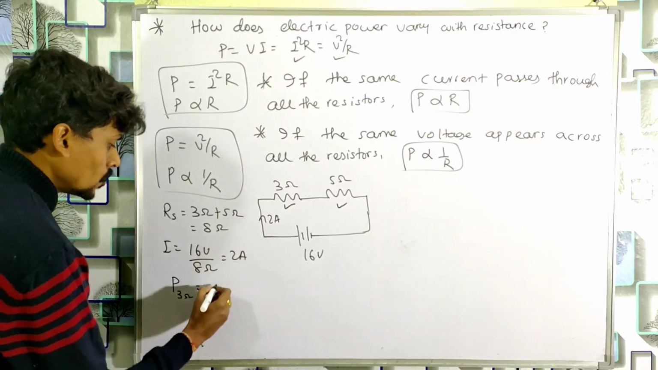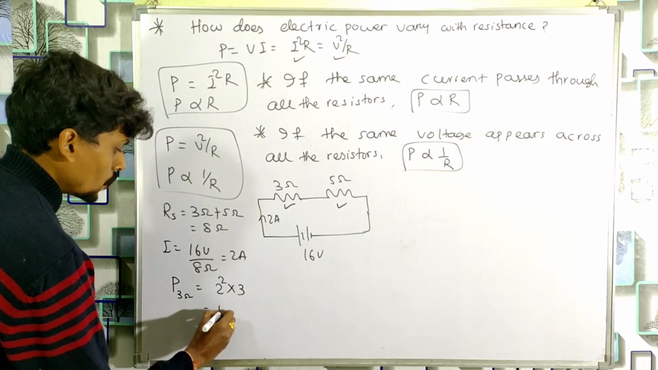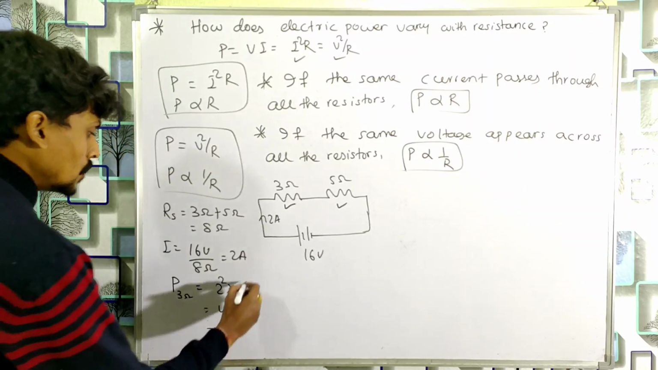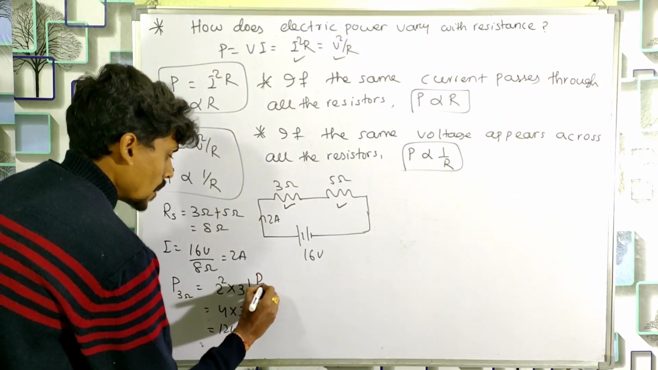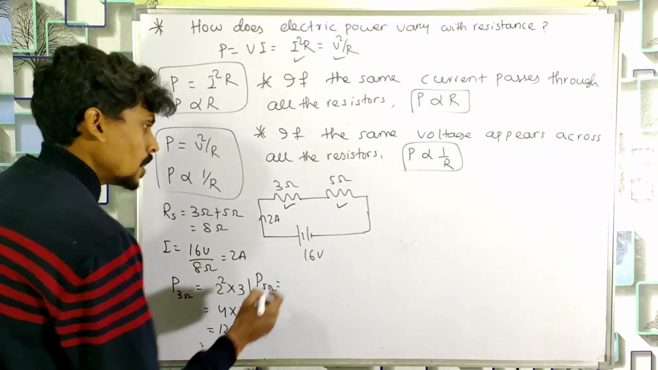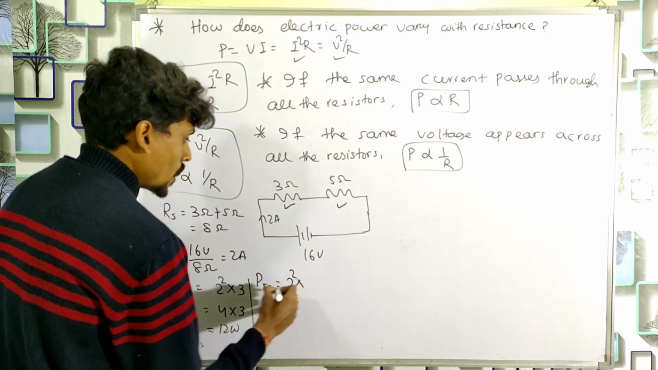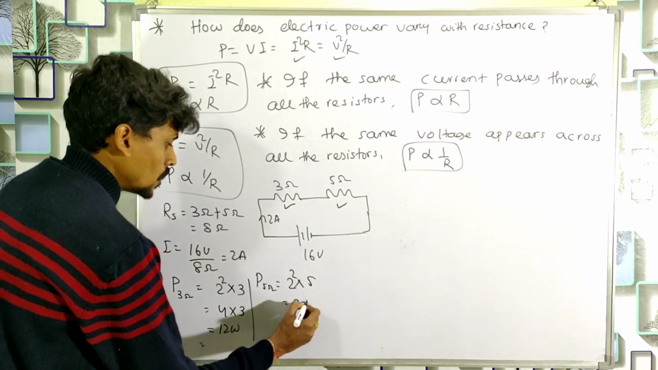So I is 2, so 2 square into R is 3, so 4 into 3 equal to 12 watt. Is that clear? Now what is the power consumed by 5 ohm? P across 5 ohm, again put I square R, I is 2 ampere, so 2 square into R is 5, so 4 into 5 will be 20 watt.